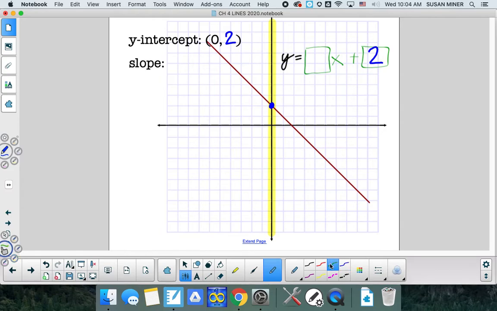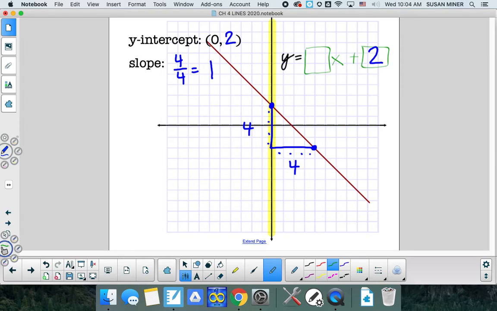And the next thing I want to do is be able to find the slope. So I can just pick another point on this line. Let's find another good point on this line. Draw in our rise and our run and count up 1, 2, 3, 4. Our rise is 4. Our run is 4. And so my rise over my run is 4 over 4, which reduces to just 1.